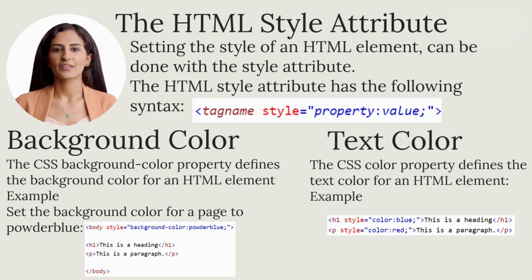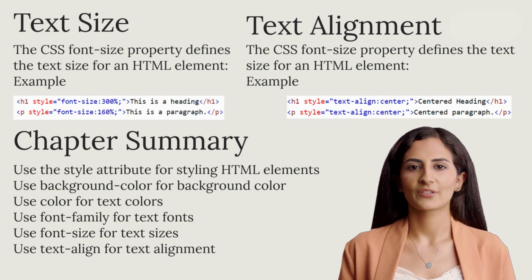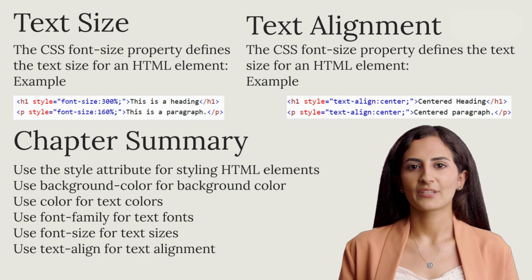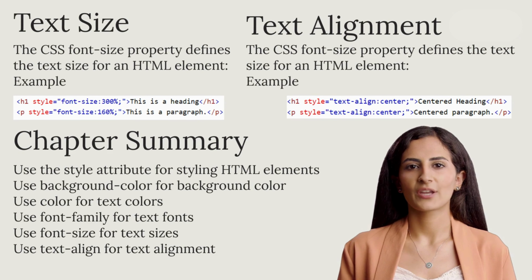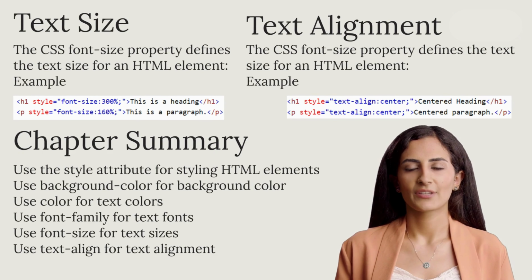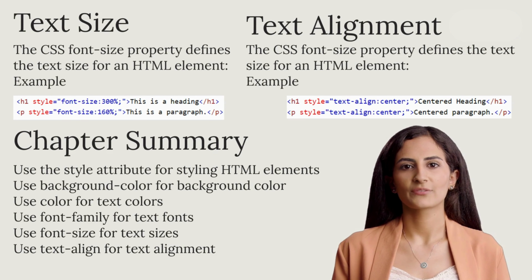Text color. The CSS color property defines the text color for an HTML element. Example. Text size. The CSS font size property defines the text size for an HTML element. Text alignment. The CSS font size property defines the text size for an HTML element.